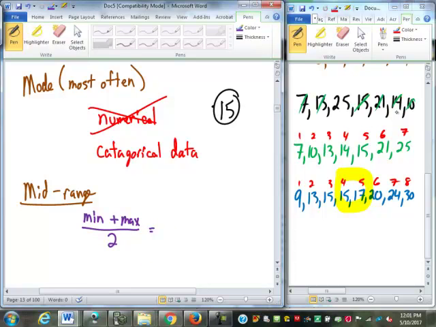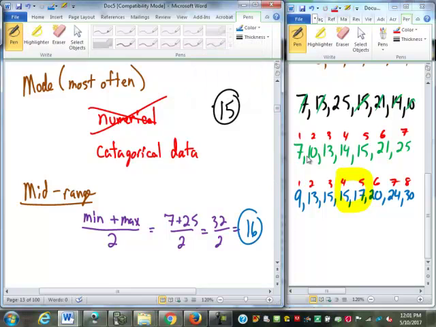So back to our original set of data up here. We're going to use the ones that are in order for our median. We've got 7 plus 25 divided by 2. Well, 7 plus 25 is 32. Divided by 2 gives us 16. So we've got a mid-range of 16.